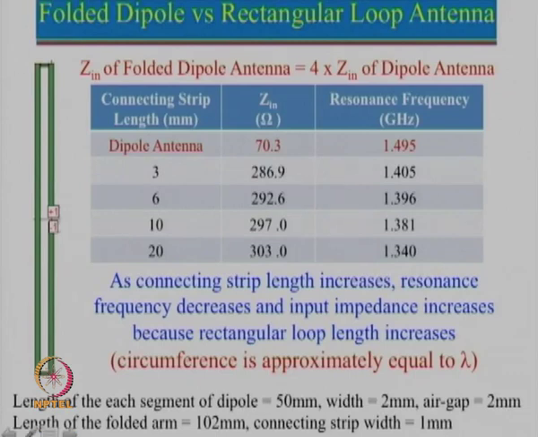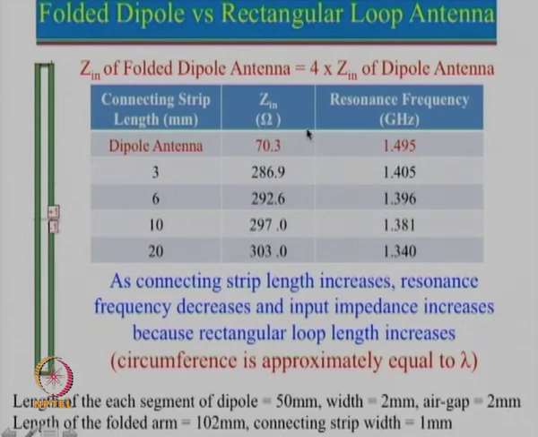Now if we just notice here, as we increase this length here, the resonance frequency keeps on decreasing, okay, and impedance is roughly 4 times. You can see that 70.3 multiplied by 4 will be about 281 ohm. So we are getting about 286, which is close, but as this strip length increases, the impedance is increasing slightly.